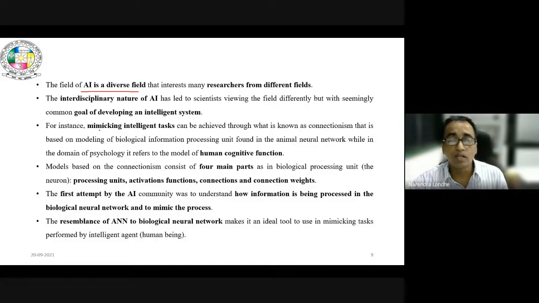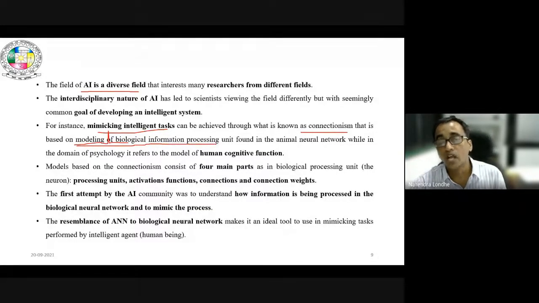So mimicking the intelligent task can be achieved through different connectionism. First, that is very important to understand. What connectionism is, is that it actually gives you the idea about the model. That model is able to mimic the biological information processing unit, and that is what we have learned in the neural network, and we call it a function or the neuron which is able to mimic the human cognitive function, right?